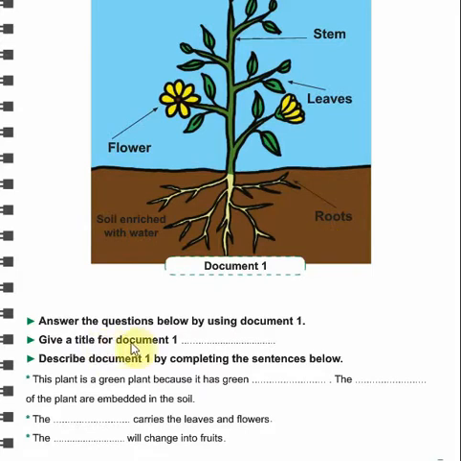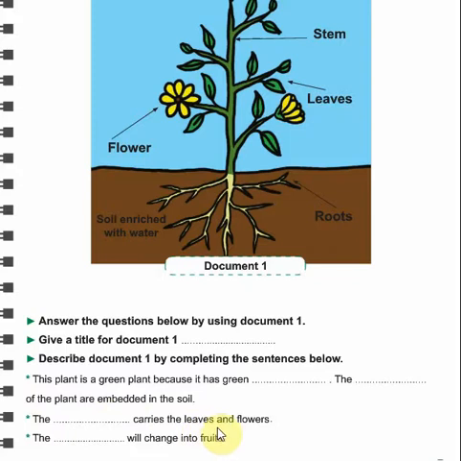Here we are going to give this document a title. This is a green plant. This plant is a green plant because it has green leaves. Which part of the plant is embedded in the soil? We can say that the roots are embedded in the soil.